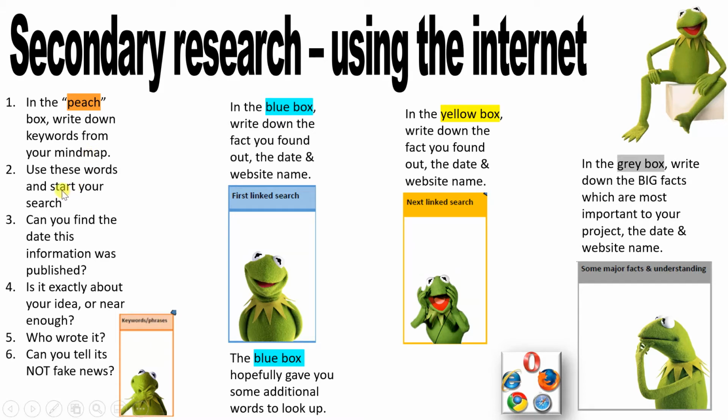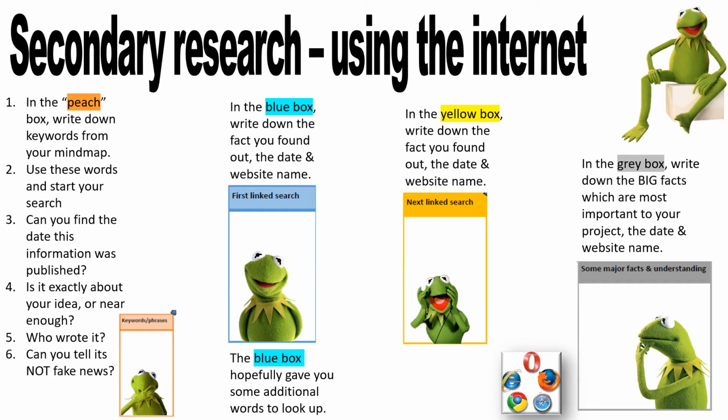Now the keywords are, go back to your mind map, go through and just highlight the absolute specific things that come from your idea and highlight them or underline them, so then you know which words you can put into the peach box.